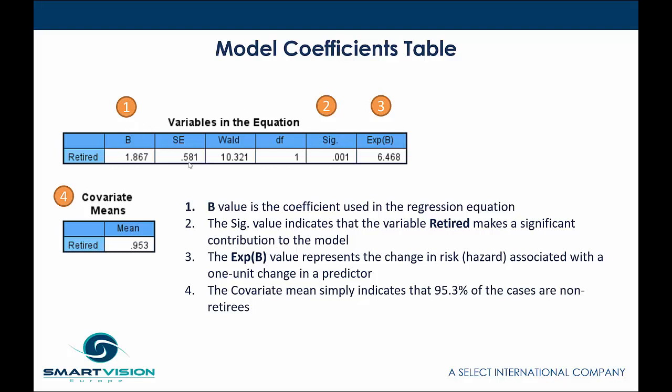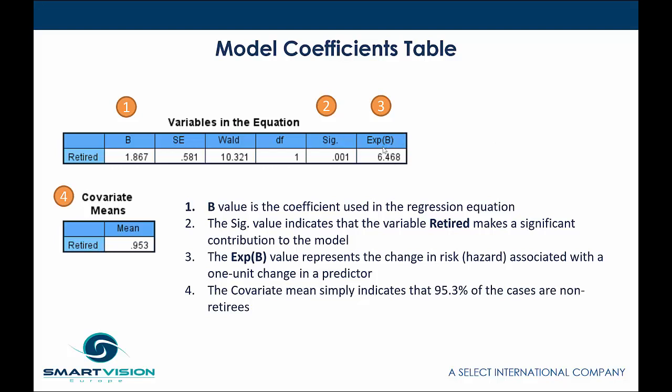Now, we don't really interpret it directly, but we can say that it's a positive number. So we can say that the risk is increasing as you switch from being retired to non-retired, because non-retired is coded as 1 and retired is coded as 0 in our reference coding. And the next thing we get to is a significance test, which is simply saying, does this variable actually make a significant contribution to the model? And it's saying yes, it does. The value is less than 0.05.